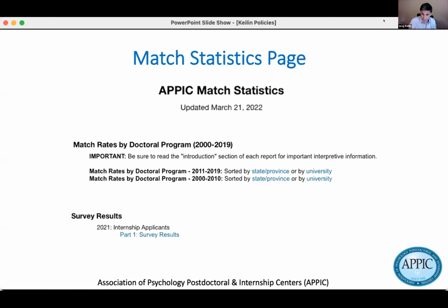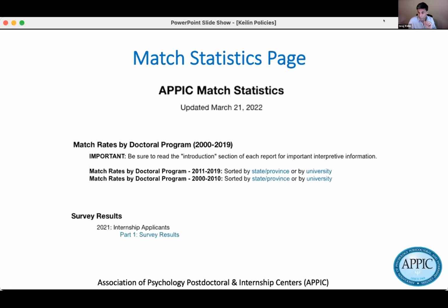I mentioned the match statistics page, and we have 24 years of statistics, more than you'll ever want to read on that page, but there are a couple of things I just wanted to make you aware of. We have reports on match rates, and this is how every doctoral program in the country has done in the match over the past 20 years, I think that's total.